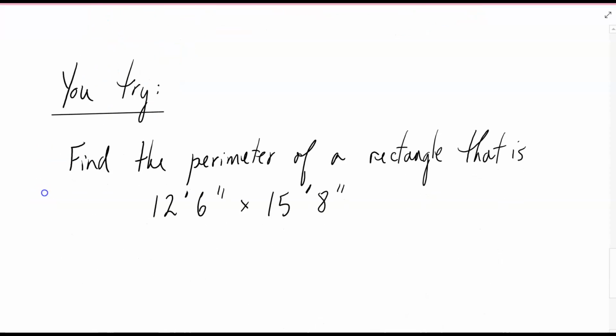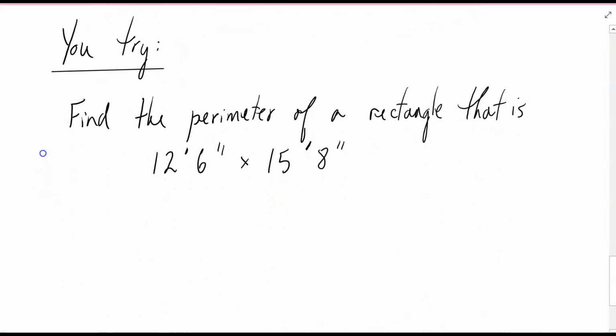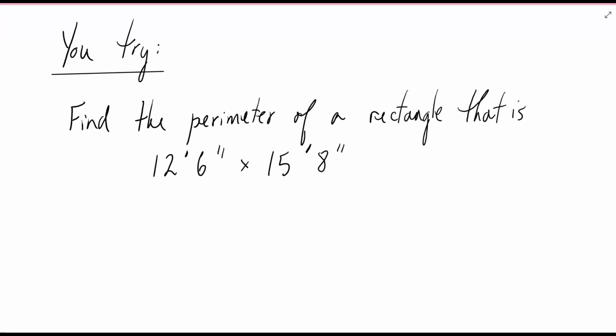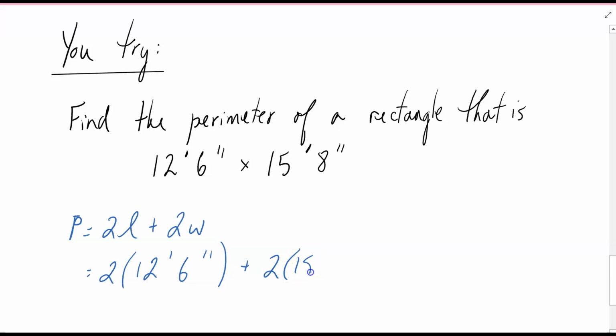All right, so I have one here for you to try. Find the perimeter of this rectangle. Pause the video, write it out, and then I will take it up when you turn the video back on. So perimeter is equal to 2 times the length plus 2 times the width, and that is equal to 2 times 12 feet, 6 inches, plus 2 times 15 feet, 8 inches.